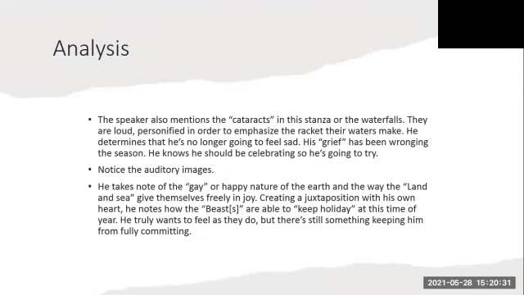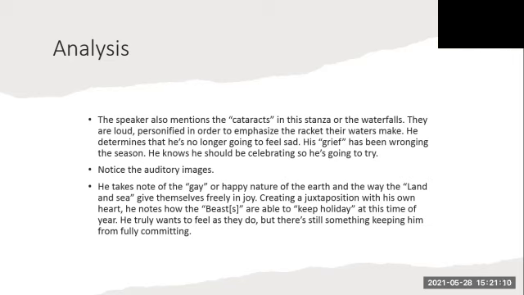Now the speaker mentions the cataracts, the waterfalls. They are loud. And again, they are personified. They are blowing their trumpet to emphasize the sound. And he decided that he's no longer going to feel sad. His grief, this thought of grief, has been wronging the season. It's wrong to feel so in the heart of May. He knows he should be celebrating, so he's going to try.